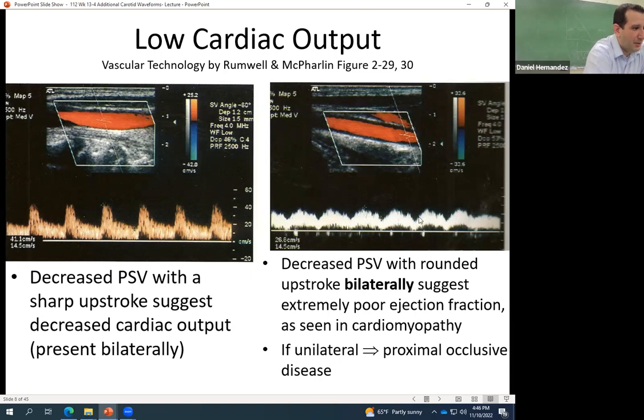This is even lower, this would be maybe someone with a very poor ejection fraction. Maybe they also have some aortic stenosis on top of that as well. So if we see it bilaterally, again, this has to be something that we see equally on both sides in order to say it's low cardiac output. If you see something like this, tardus parvus waveform, very low velocities on one side, then you have to think, all right, this is due to some sort of proximal obstruction or proximal blockage. So maybe something at the origin of the CCAs that would be causing this potential waveform.